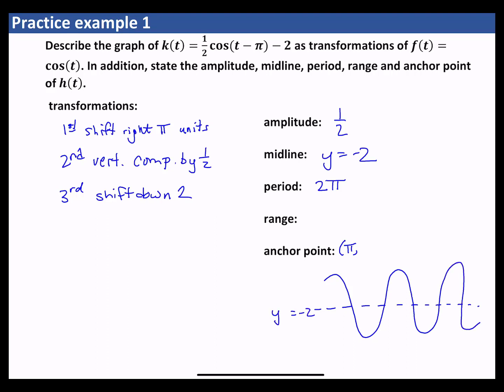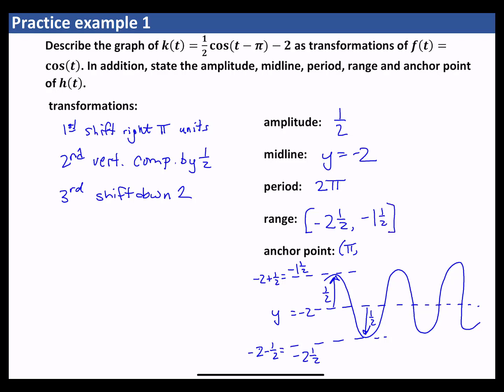Given the amplitude of 1/2, we can conclude that the lowest output value the graph reaches is negative 2 minus 1/2, which equals negative 2.5. And the highest output value the graph reaches is negative 2 plus 1/2, which equals negative 1.5. So the range of the graph is -2.5, -1.5.